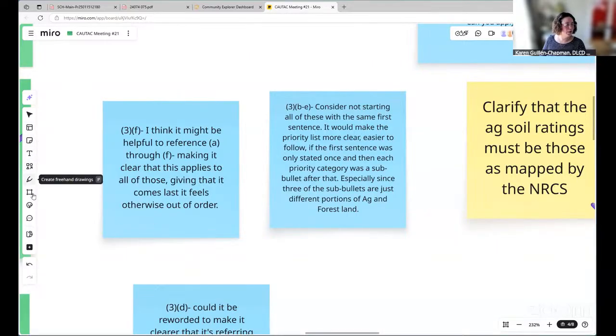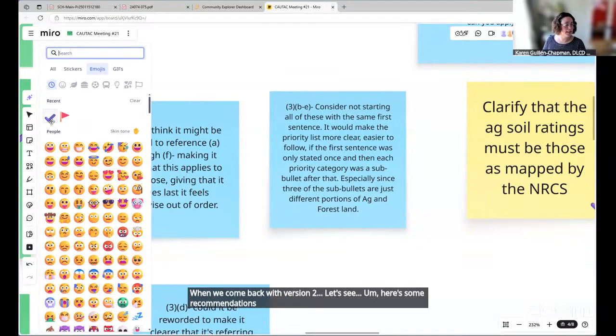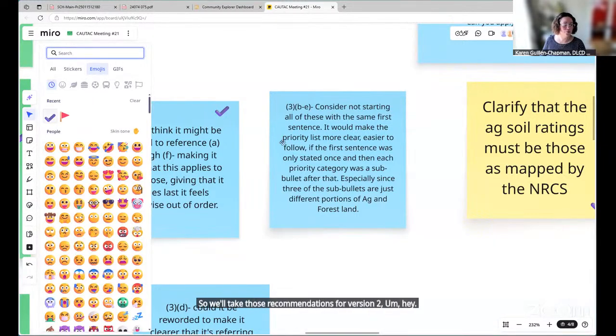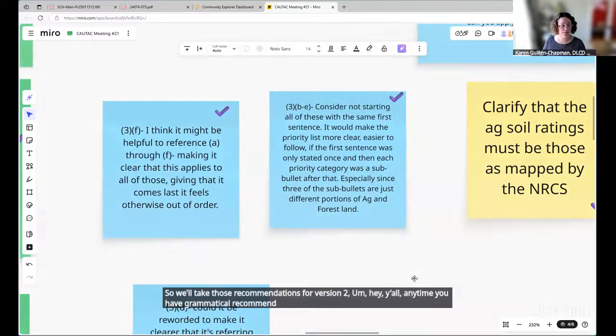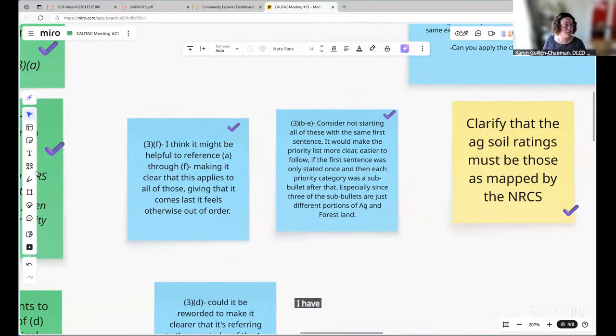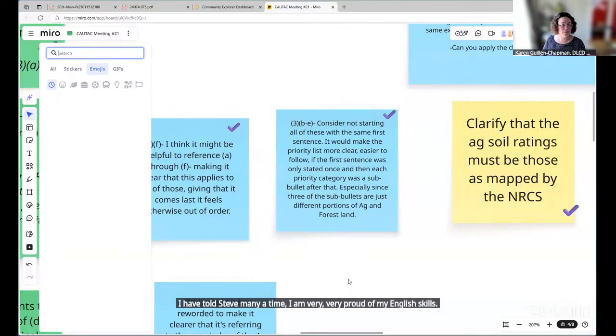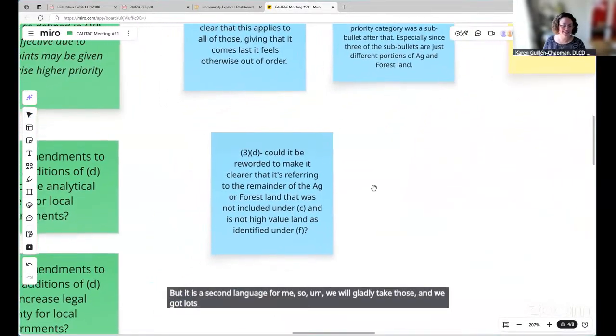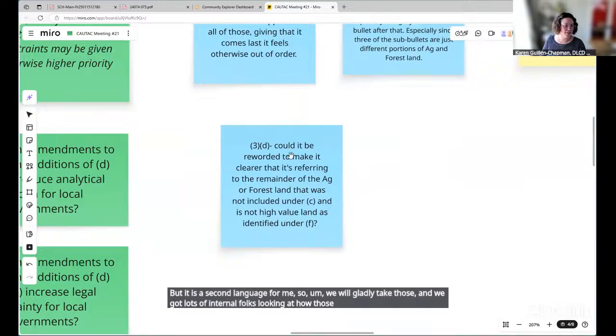Here's some recommendations for language. So we'll take those recommendations for version 2. Hey, you all, anytime you have grammatical recommendations for me, I have told Steve many a time, I am very, very proud of my English skills, but it is a second language for me. So we will gladly take those. And we got lots of internal folks looking at how those are written. So thanks for that recommendation.